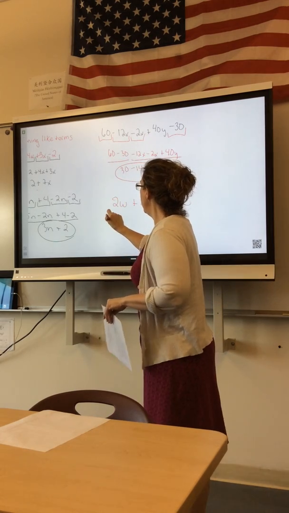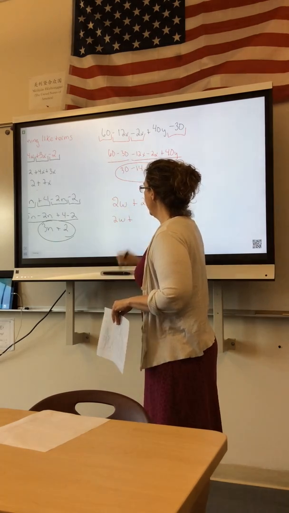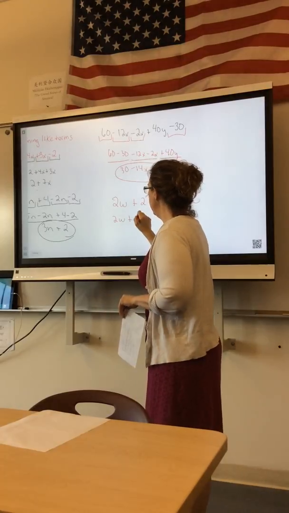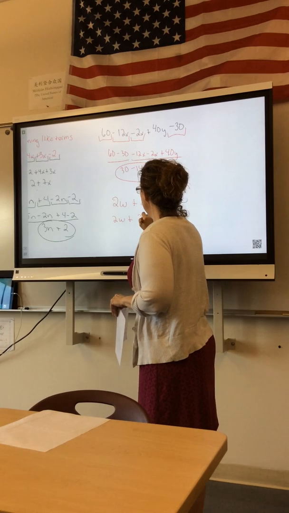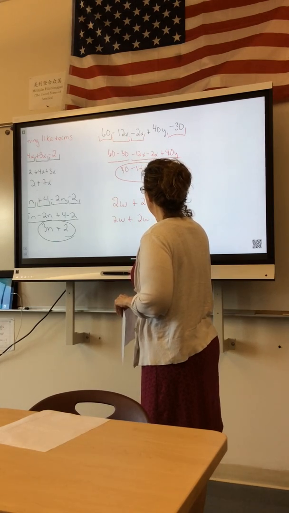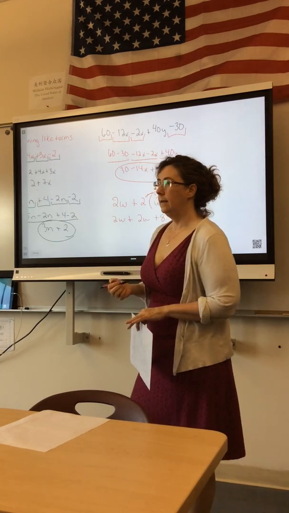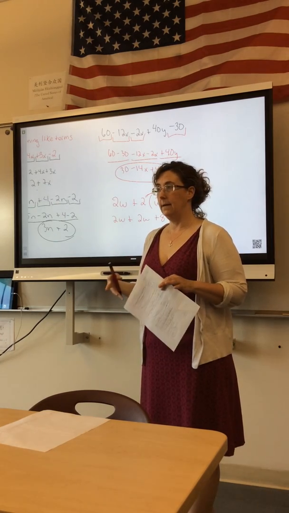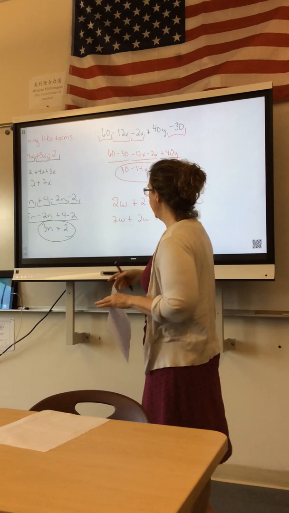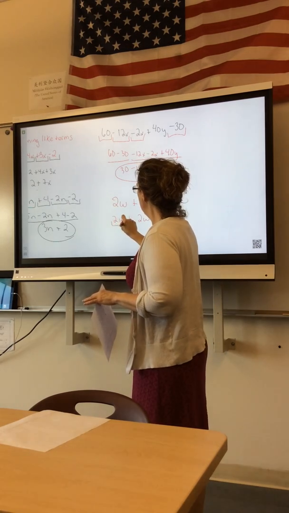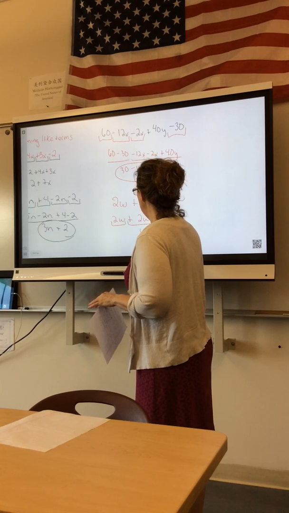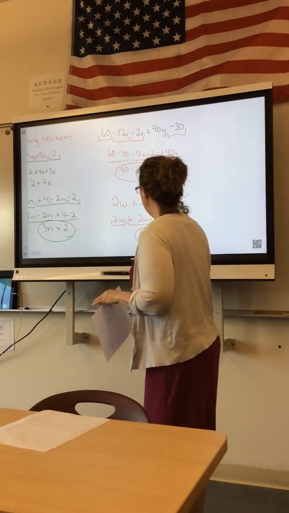So I'm going to carry my 2w down. I don't want to forget about it. And I'm going to expand that 2 in. And 2 times w is 2w. 2 times 4 is 8. Then I want to look to see if there are any terms that I can combine. And I have a 2w and another 2w. And I can combine that into 4w plus 8. And that's my answer.